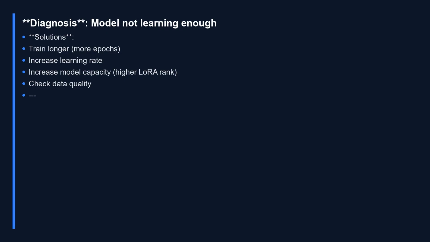When the model isn't learning enough, you have 4 options, roughly in order of impact. Train longer with more epochs. The model may just need more passes over the data. Raise the learning rate so each gradient step makes a bigger update. Increase the LoRA rank, which gives the model more parameters to work with and more capacity to capture complex patterns. And always check your data quality. If your training examples have inconsistent formatting or incorrect labels, no amount of training time will fix that.